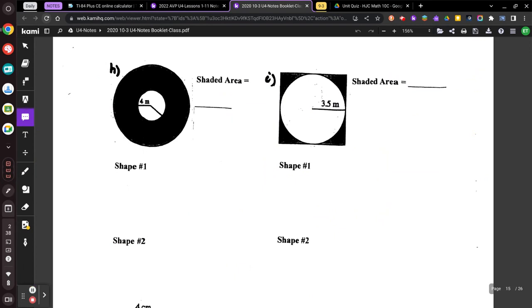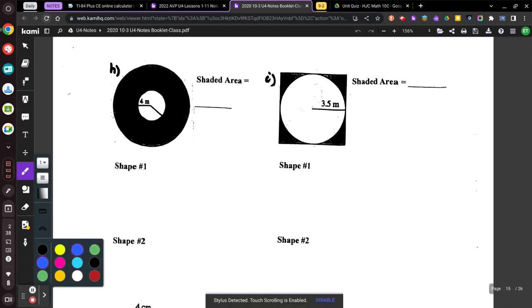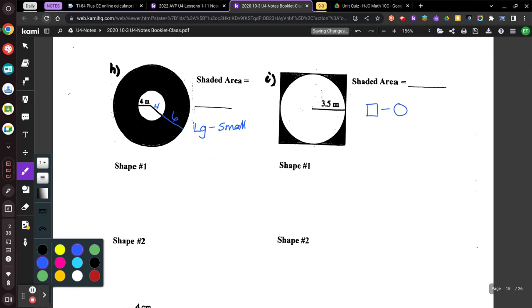There we go. Okay, H and I are very similar to what you guys have already seen. So if we take a look at H, you've already seen what H looks like. So this guy here, it's showing us that this much is a 6. So the radius of the big one would be 10. So this would be a large subtract small, or a big subtract small. On this one, you would have square subtract circle. Okay, that's what's going on with that one.